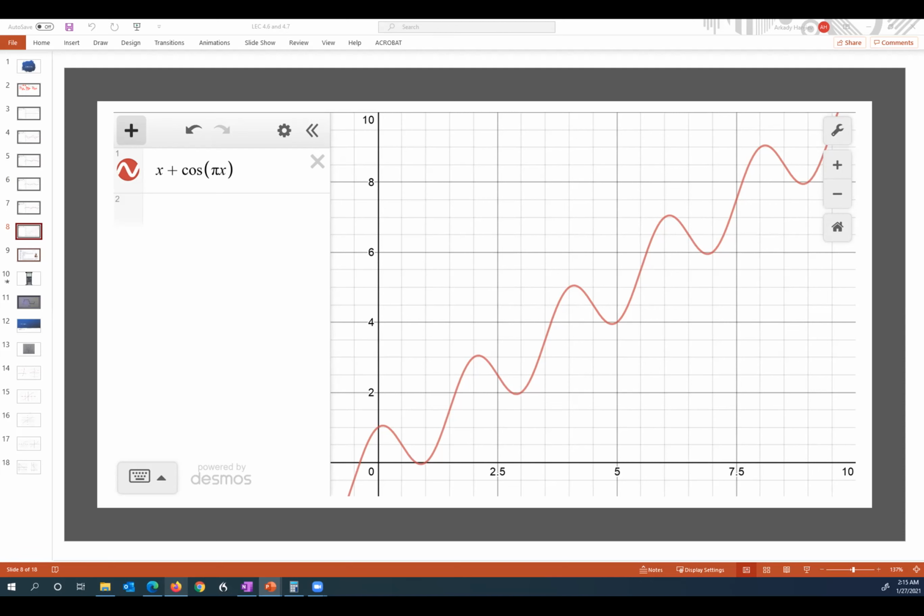At 1, we're going to go down. Oh, interesting. Look at this. At 1, this graph is at 1, 1 originally, right? So we're actually going to have to go back down to 0 because cosine is going to bring it down by 1.